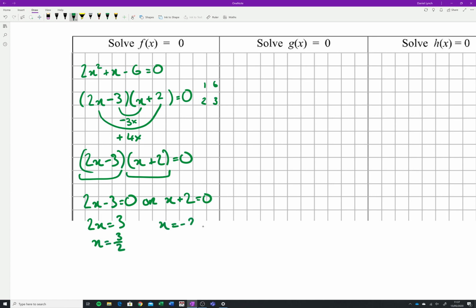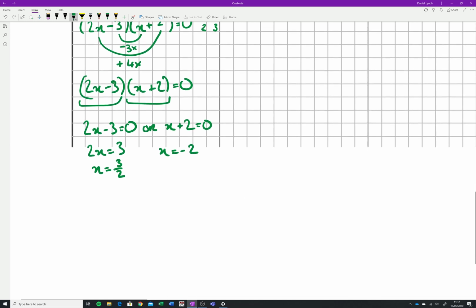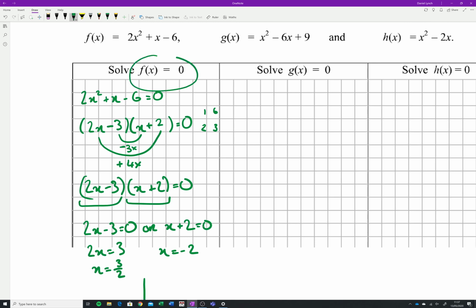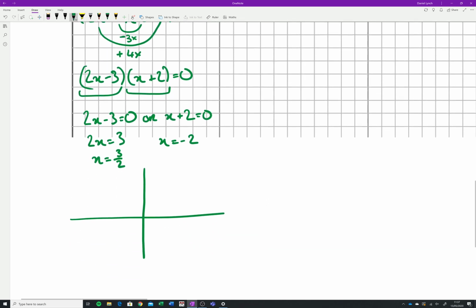And subtract 2 from both sides. There you go. Those are our two answers. And I'll just show you what they look like. What does this mean? What do those answers stand for? Well, it tells you, remember, what was our premise? Our premise was that y was 0. So what it's saying is that x is minus 2 when y is 0.